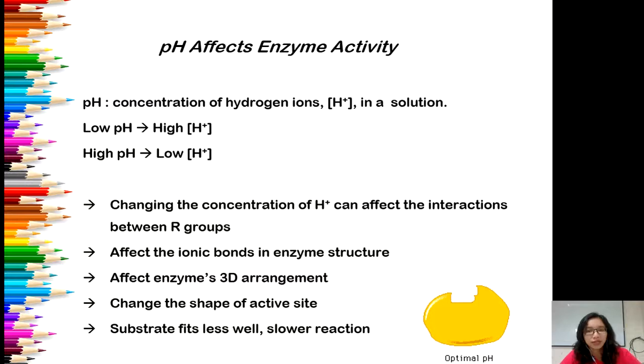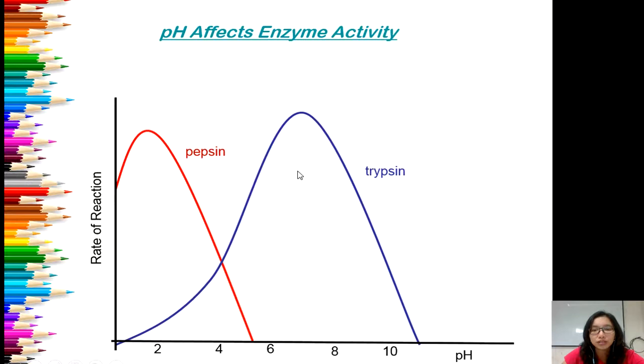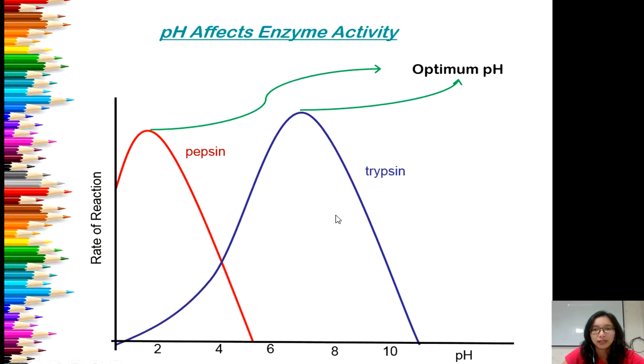Because the ionic bonds are broken down in the enzyme structure, the tertiary folding will open, and the 3D arrangement of the enzyme will change. It will change the shape of the active site, and the substrate cannot fit into the active site. That's why above and below optimum pH, the reaction rate will slow down.